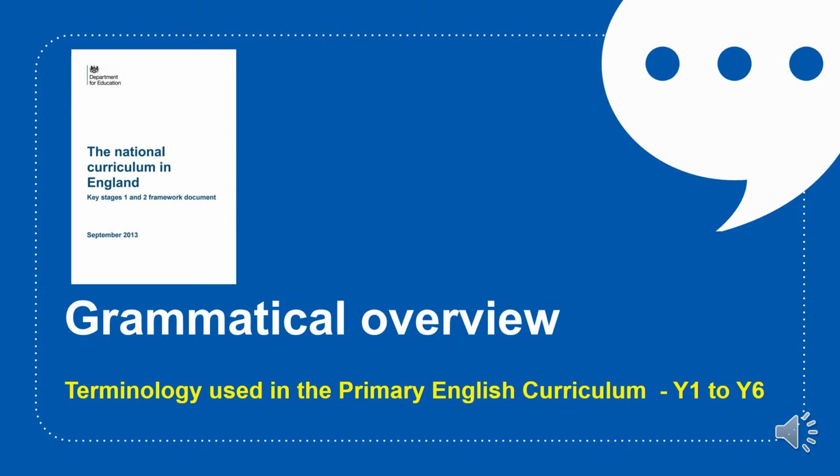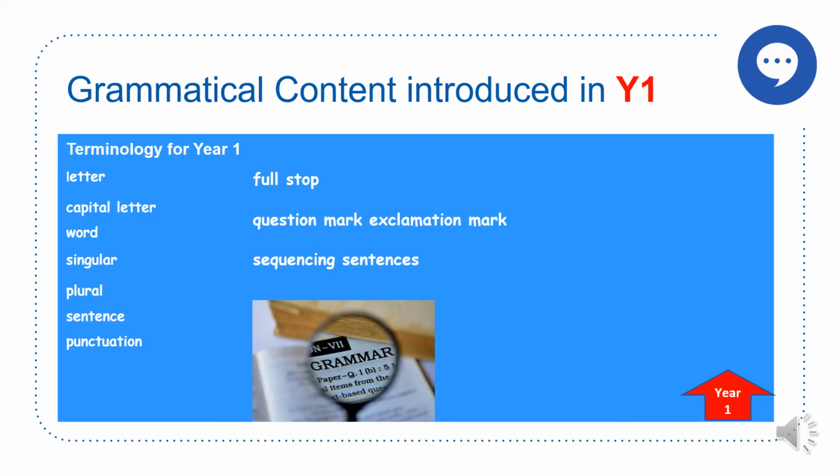Here, we take a grammatical overview of the terminology used in the primary English curriculum from Year 1 to Year 6. In Year 1, pupils are introduced to these terms: letter, capital letter, word, singular, plural, sentence, punctuation, full stop, question mark, exclamation mark, and sequencing sentences. The focus very much is on how to construct a meaningful sentence which is correctly punctuated.